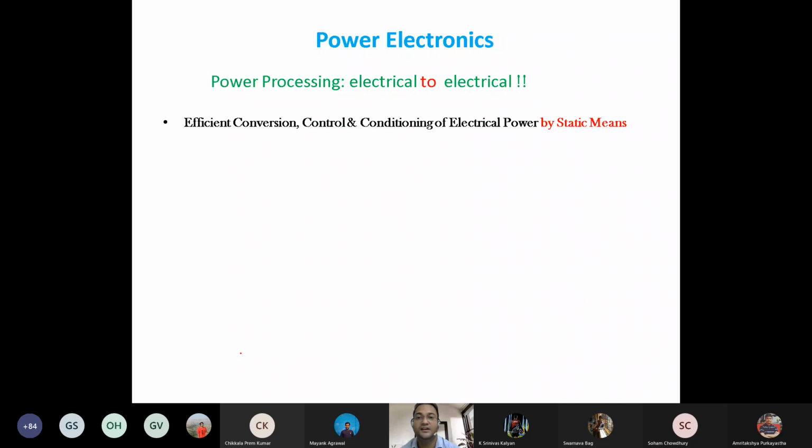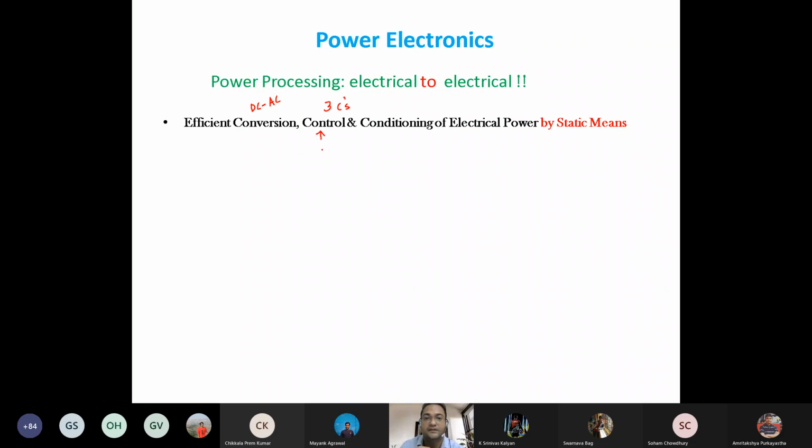And while doing it, we stress three important C's. Okay. One is efficient conversion. I'll be doing some sort of conversion, for example, DC to AC conversion. So that is the meaning of conversion. The example is DC to AC or AC to DC. That is conversion. Then control.